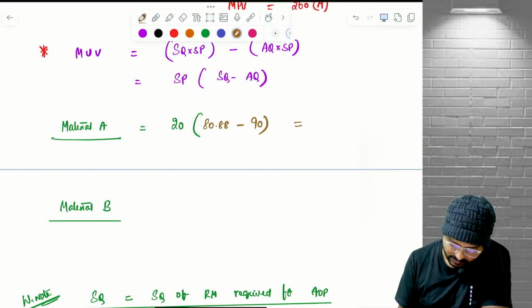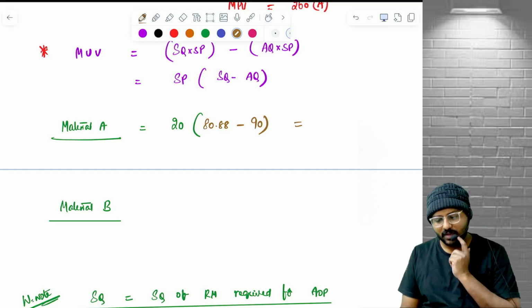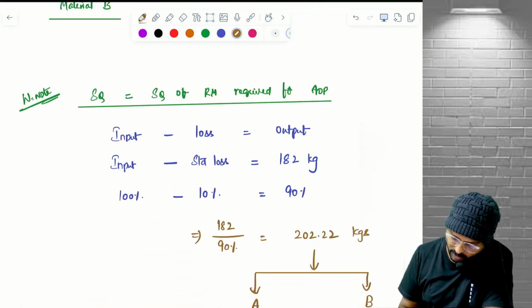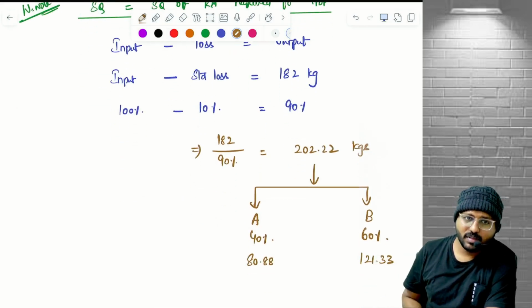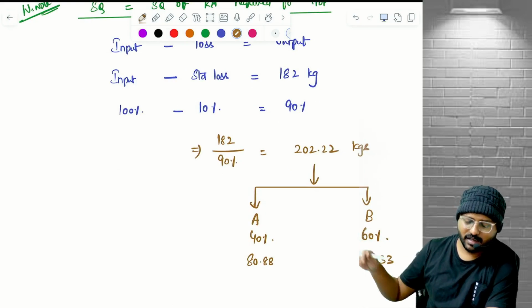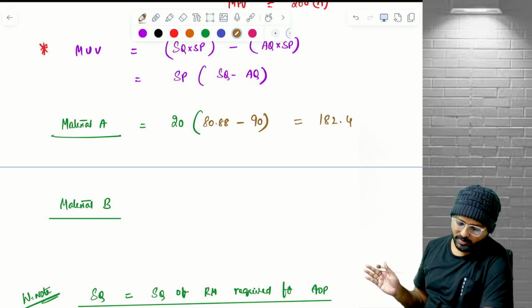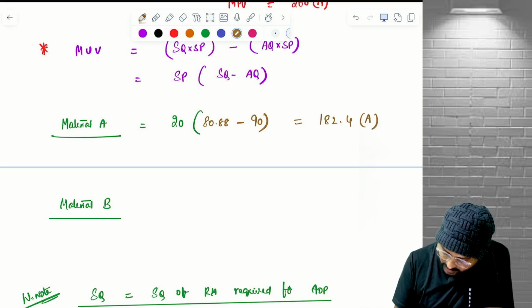Now give me the number. 182.4. I think it's because of approximation. This 80.8888, how much you have got? It is 8888. That's okay. Approximation is fine. Right. 182.4. Now tell me, favorable or adverse? Negative, it is adverse.